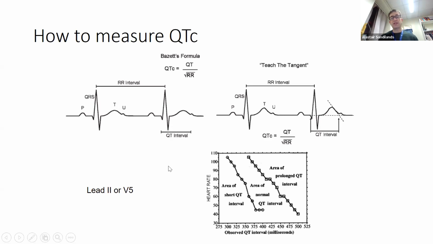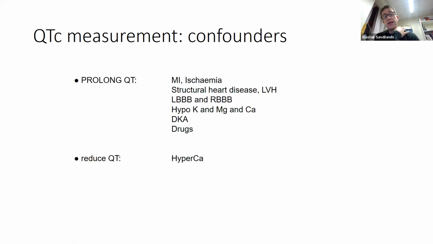And so we're expecting a value of around 2 large squares for a heart rate of around 60 beats a minute. So 2 large squares in a normal individual, just so you're aware. It can be abnormal in certain situations. So in MI, myocardial infarction or ischemia, the QT interval can be prolonged.